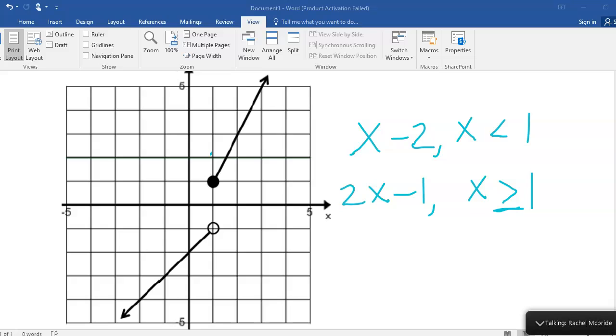What's the domain? All reals. It's not a trick, it's a true statement, right? This is x less than 1, this is x greater than or equal to 1. The breaking point x values match, therefore your domain is all reals.